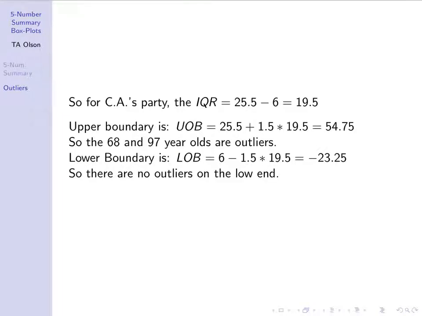On the lower boundary, Q1 was 6. We subtract 1.5 times our interquartile range, and I get negative 23.5. Well, the youngest person at the party was 2 years old. There certainly wasn't anybody with negative ages. I don't even know what that would look like. So there are no outliers on this end.